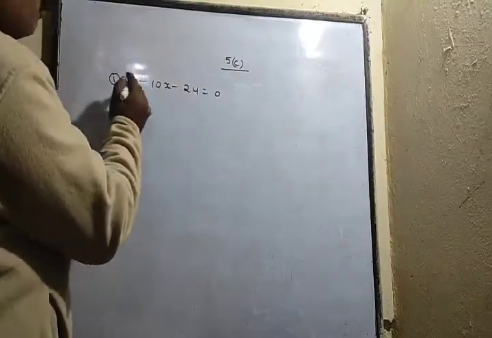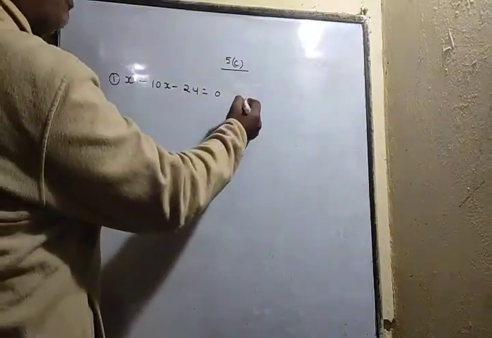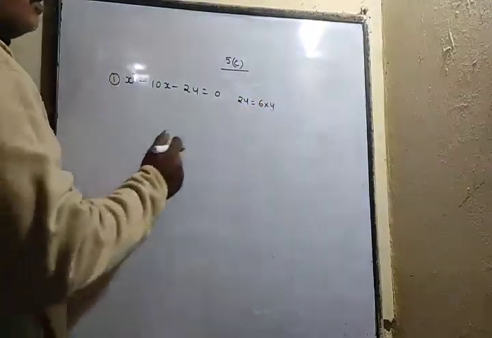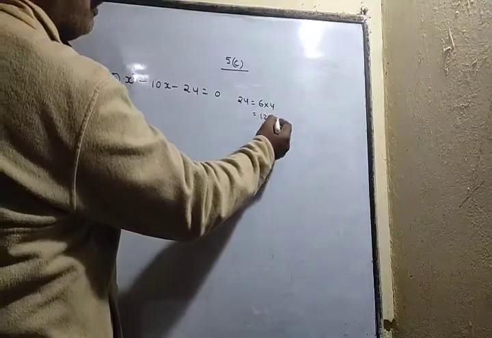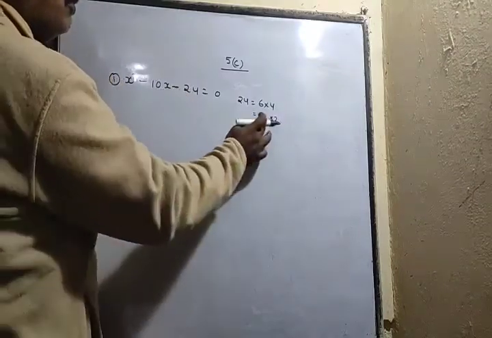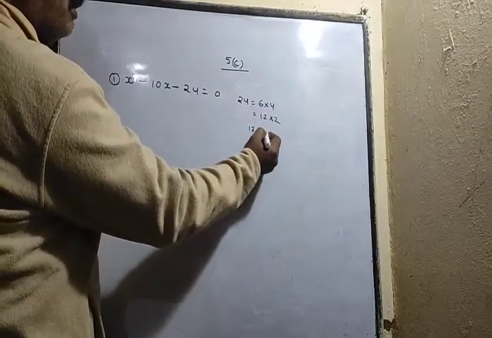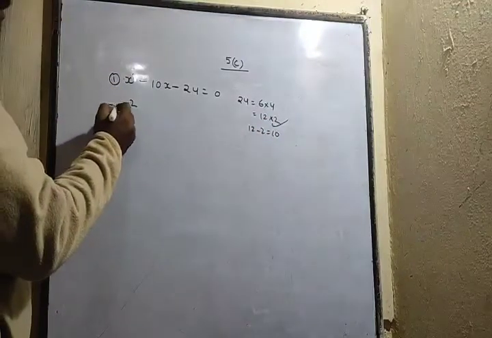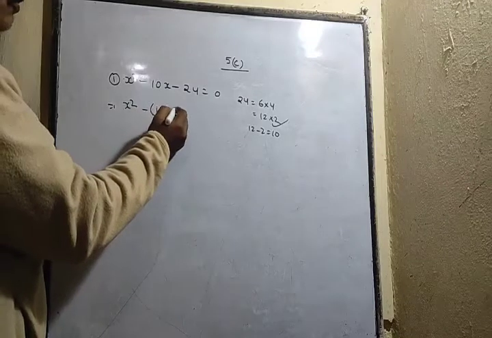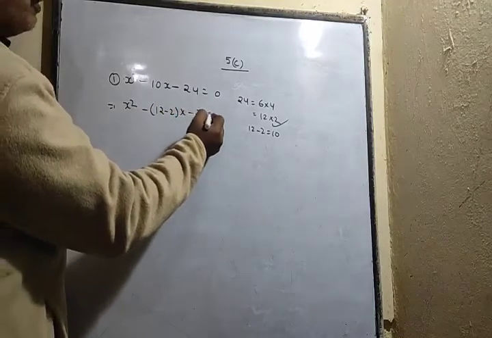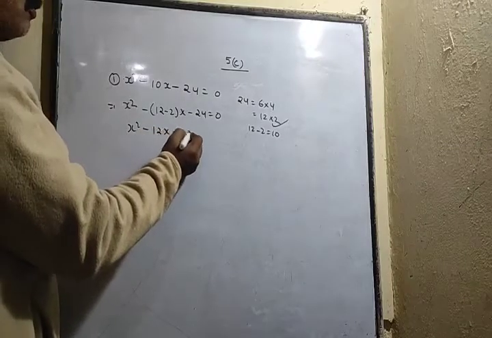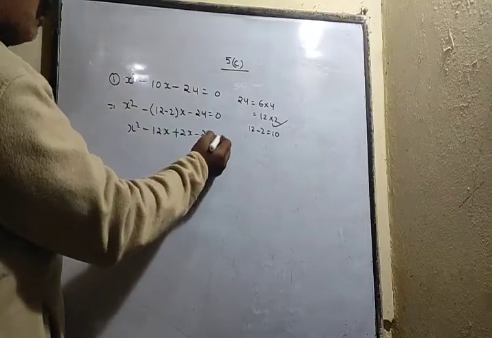So here 24 into 1 is equal to 24, and 24 can be written as 6 into 4 and can be written as 12 into 2. Since the last term is negative, 12 minus 2 will give you 10. So this is the option. So x square minus 12 minus 2 into x minus 24 is equal to 0. X square minus 12x plus 2x minus 24 is equal to 0.